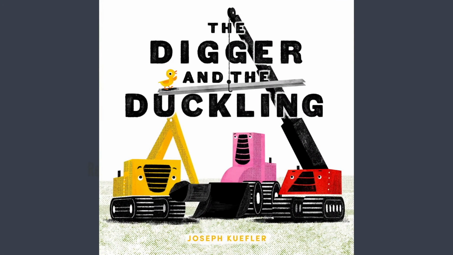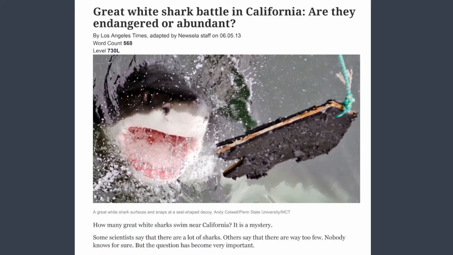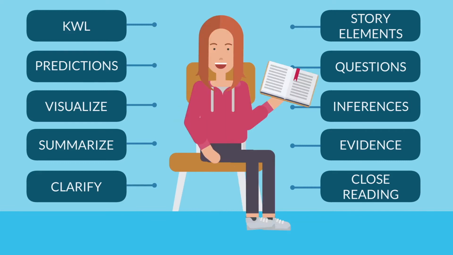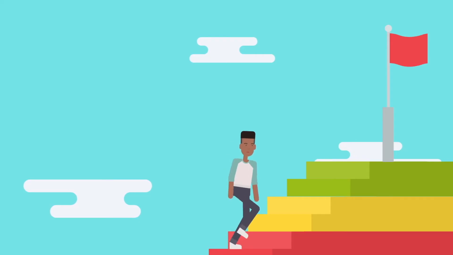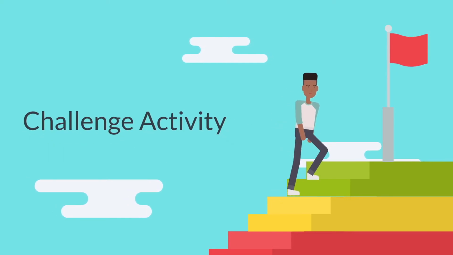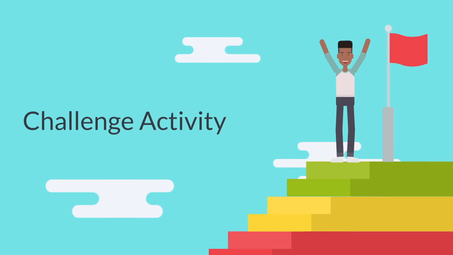We will complete 2 examples. One is from a basic picture book called The Digger and the Duckling, and the other is from a news article on great white sharks. It is important to know that you can complete a KWL chart for any type of reading at any level. At the end of the video, I will give you a challenge to practice a skill on your own.